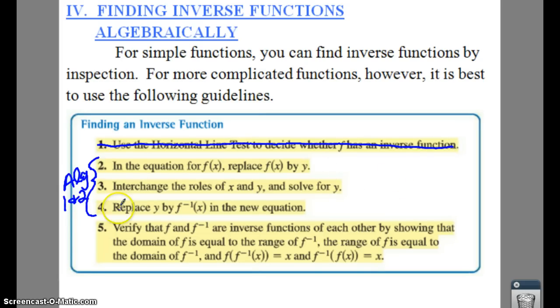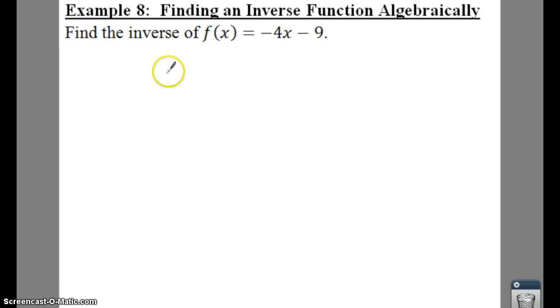So basically you do steps 2 and 3. I'm not going to make you verify that your function and inverse are functions by seeing that they equal x. If you find an inverse, you find an inverse. So what we're going to do is start with this equation here.